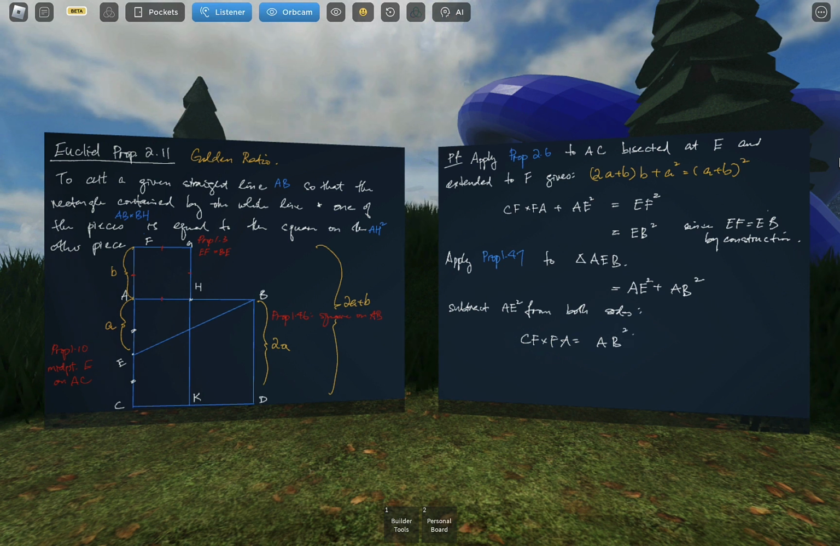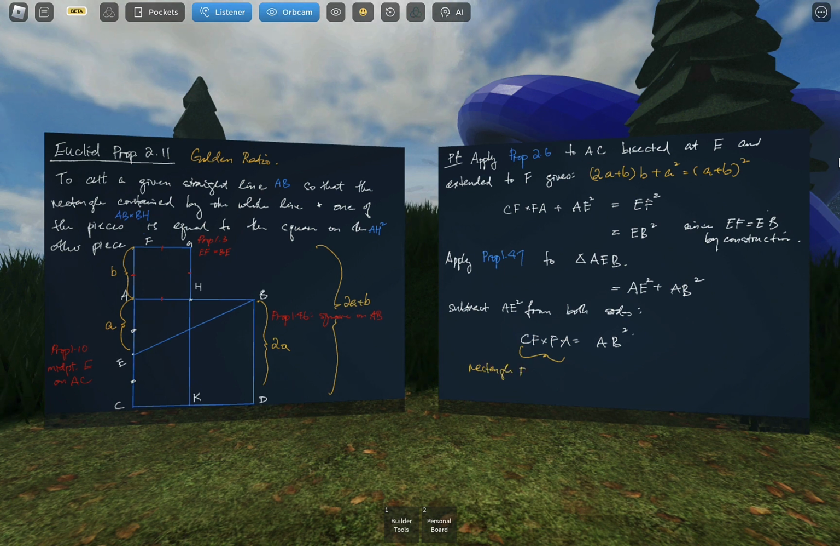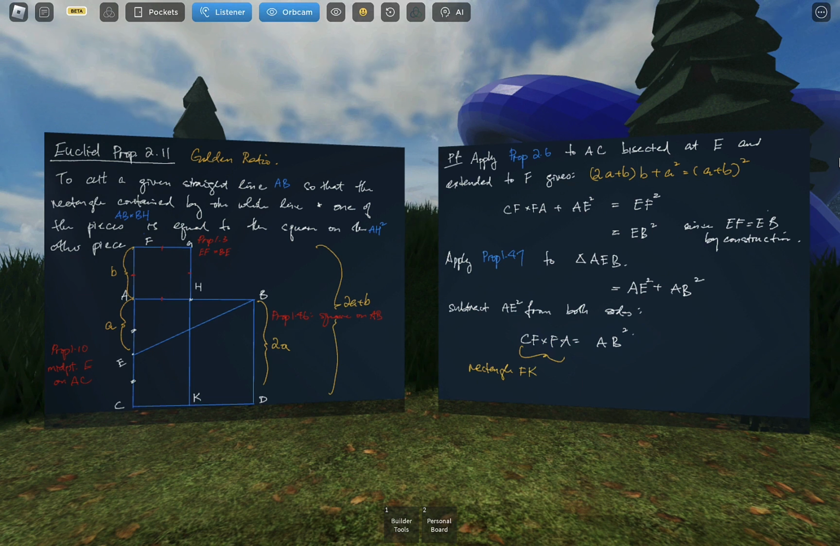Okay, so we're almost there. This CF cross FA, right? This thing here is really just the rectangle FK, and the rectangle FK is, I'll just draw it in here. That's this thing here. Okay.